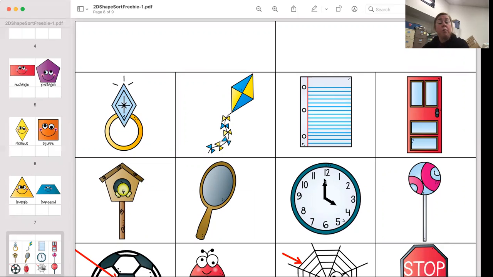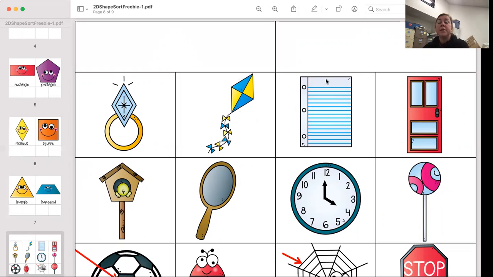All right, so these are different things that we can find out in our everyday world that we could say, oh, well, I know what shape that is. So we're just going to go through and look and see what they are. And then we can guess what they are. So the ring, what do we think? What does that look like? A rhombus, right? Because it's up and down. And then we have this, which is also a rhombus.